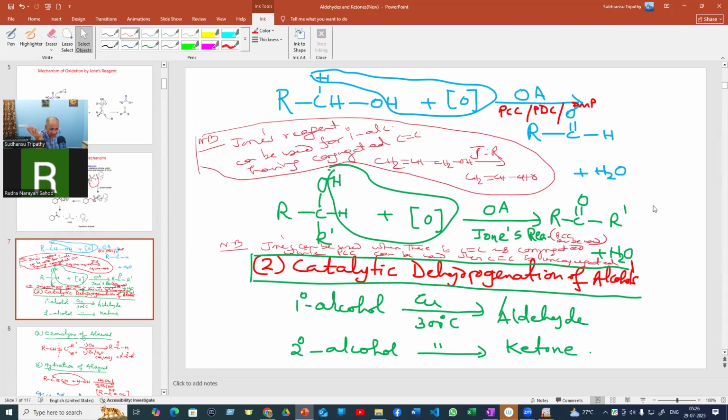Then the second is, again, catalytic dehydrogenation: 1 degree alcohol, copper, heat gives you aldehyde, no further oxidation; 2 degree alcohol, ketone. 3 degree alcohol, we will not be interested because it gives an alkene containing the same number of carbon atoms due to dehydration, that we know.